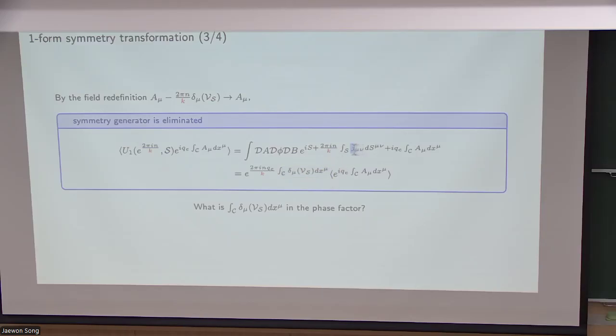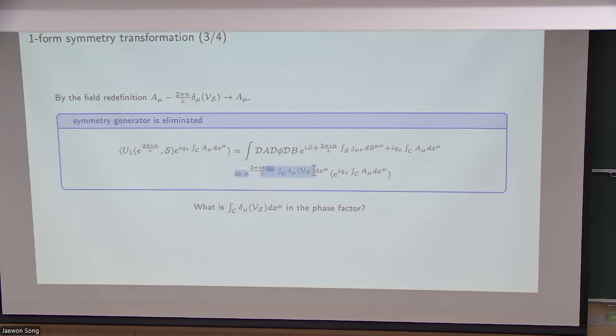So this should be B mu nu. So we have absorbed this symmetry generator into the action by this shift. However, this shift gives us the shift of the Wilson loop and generates this classical number. So what is this classical number?